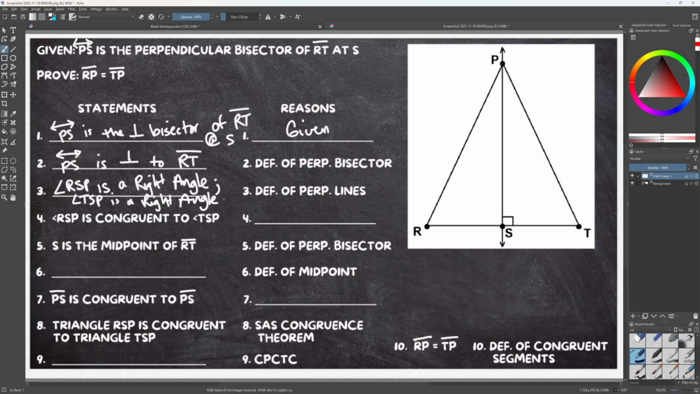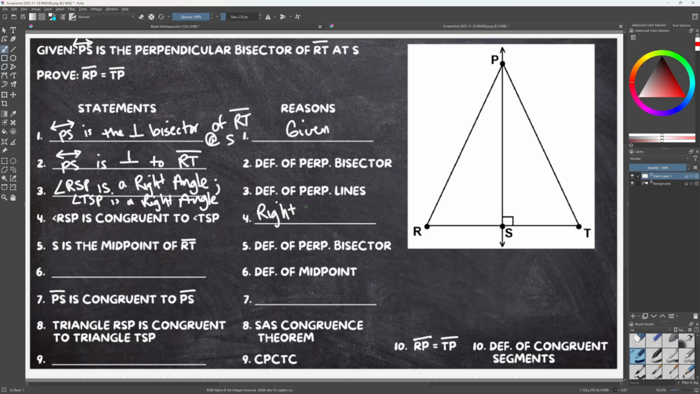Okay. Now the next thing that we have is that angle RSP is congruent to angle TSP. When we look at that, we can say that those two angles are going to be congruent to each other. The reason why we can say that is there's actually a special theorem called the right angle congruence theorem.